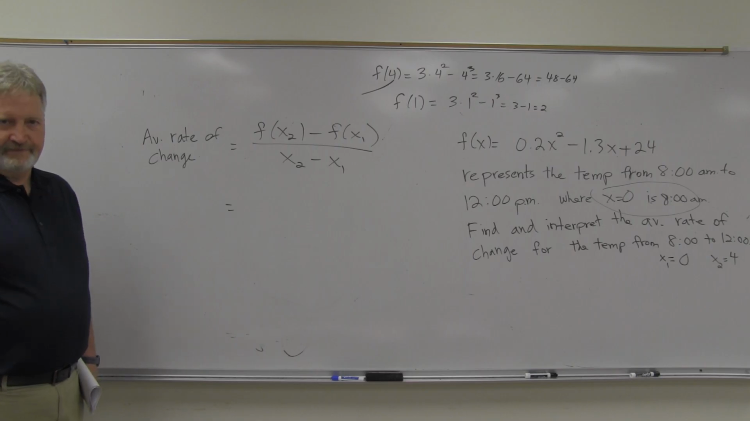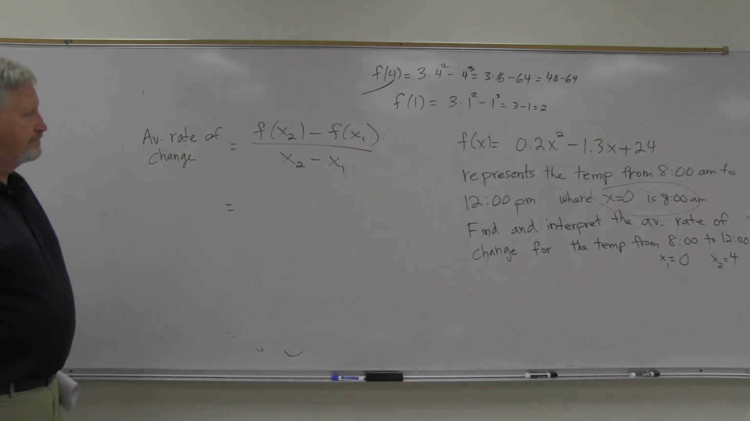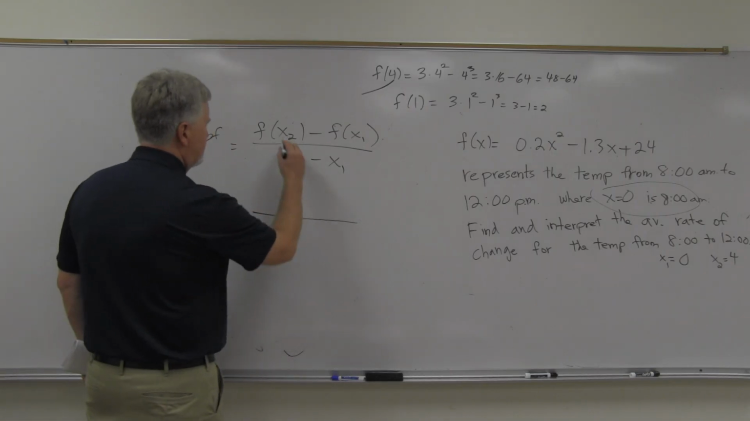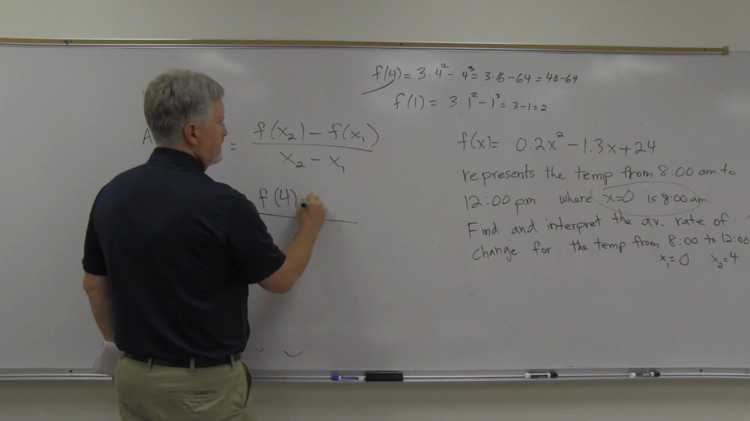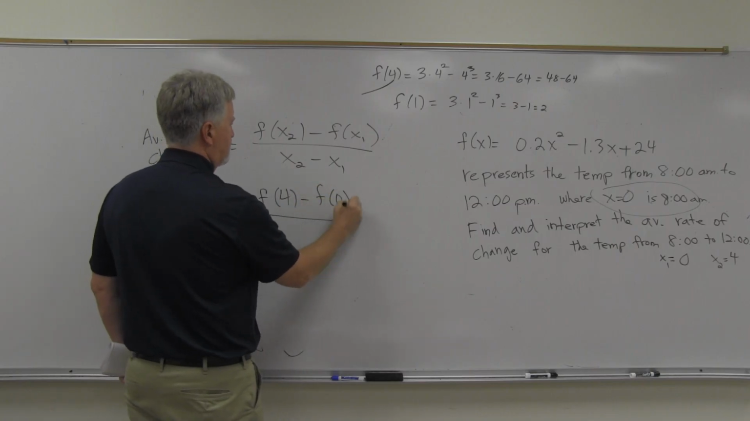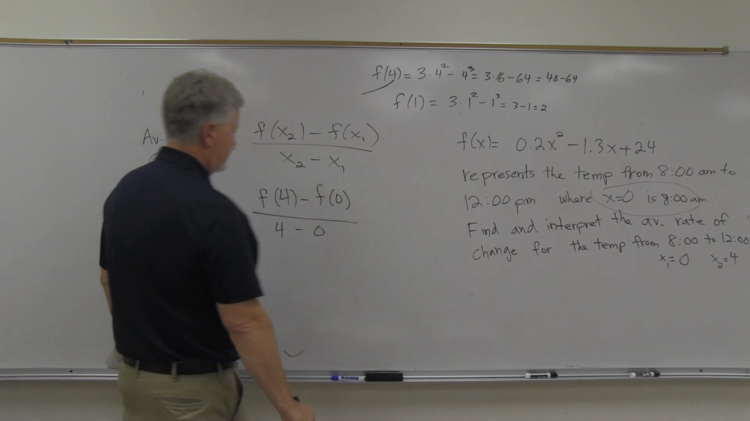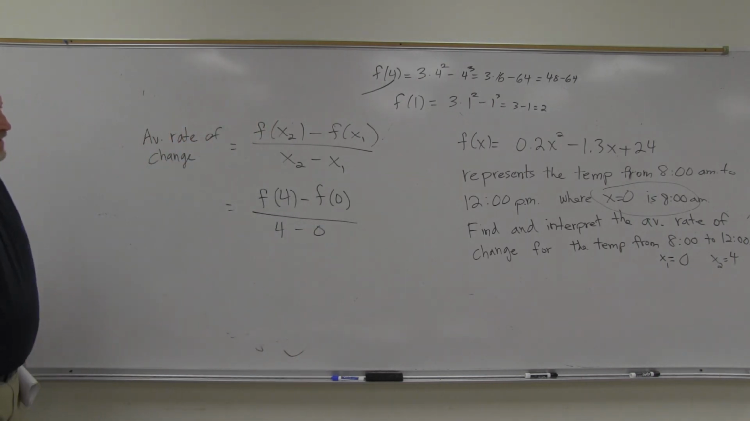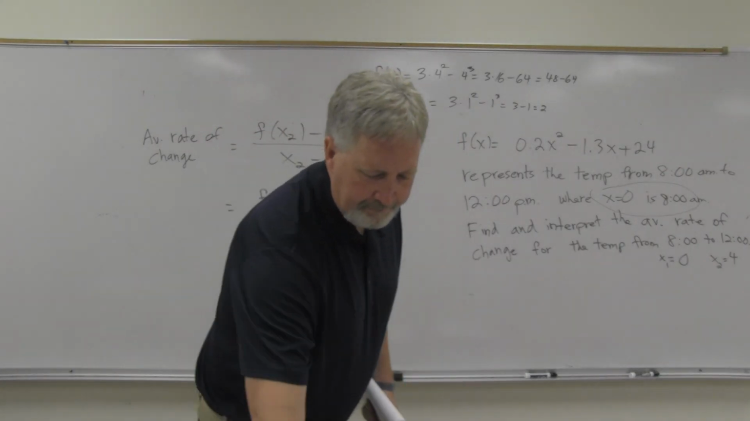Everybody good with that? 0 to 4, a better way to put that. And so in this case, I need to do f of x2, 4, minus f of x1, 0, over x2, 4, minus 0. The difference of the x's is what the bottom is. Okay? Sound all right?